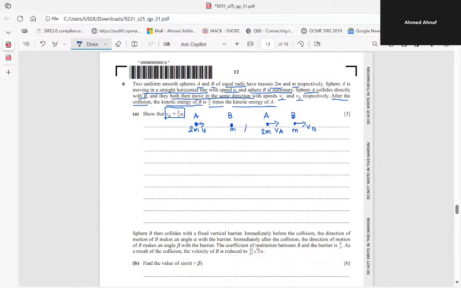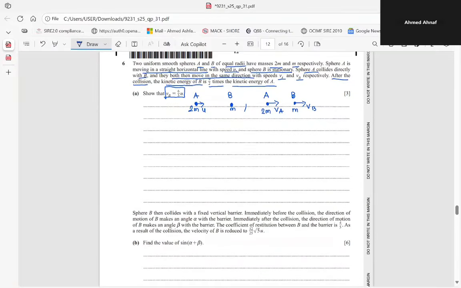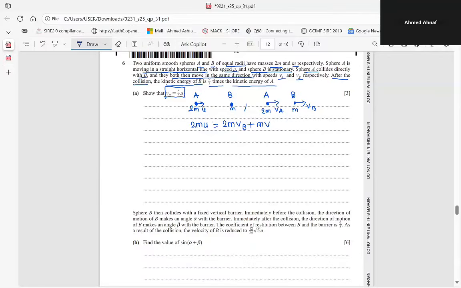Okay, now let's use the principle of conservation of momentum. So the total momentum before, 2mu plus m times 0, which is 0, equals 2mvA plus mvB. So m cancels out. Oh, sorry, this is supposed to be vA. So 2u equals 2vA plus vB. So this is the first equation.